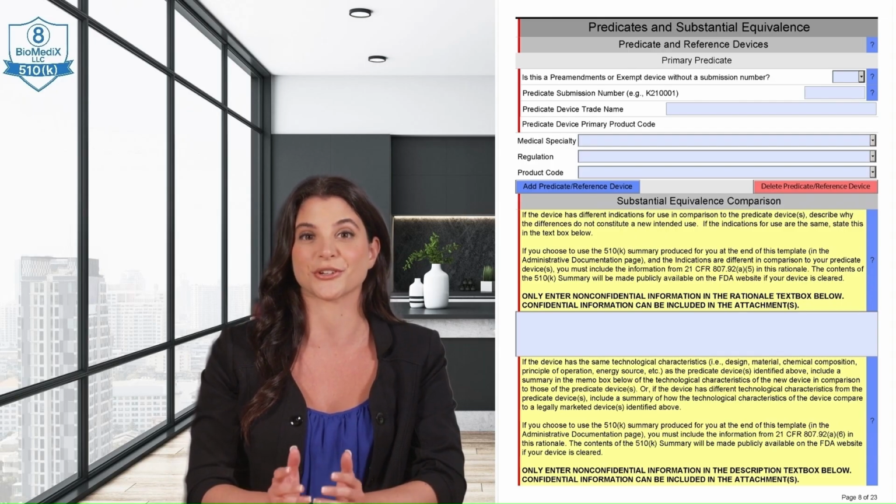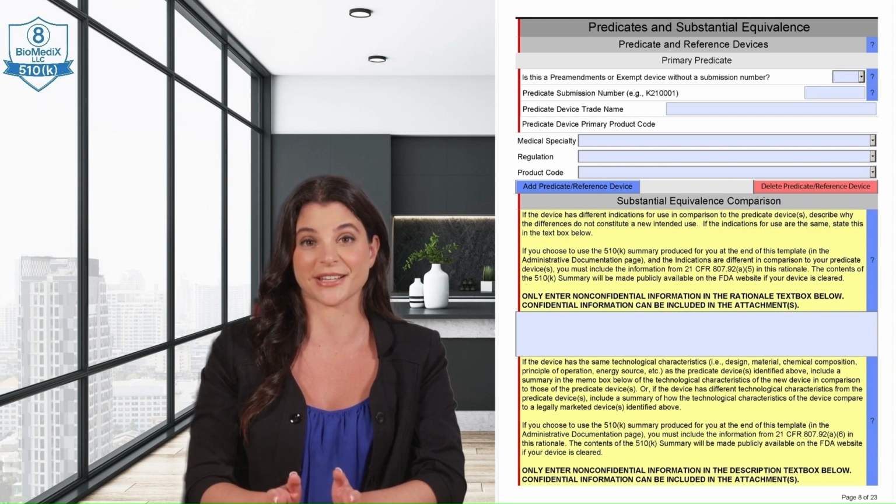You must also include a summary of how the technological characteristics of the new device compare to the predicate device or devices. This information, if using the 510K summary, must be included in the rationale and will be publicly available, so only non-confidential information should be entered.